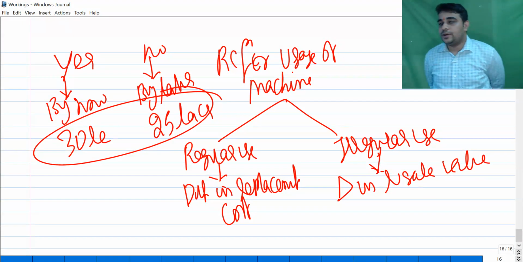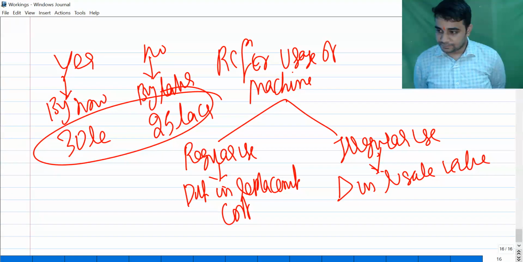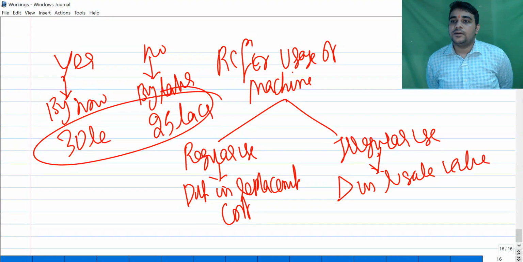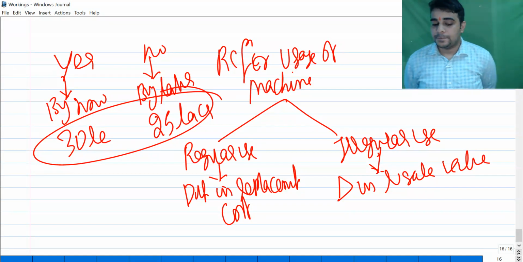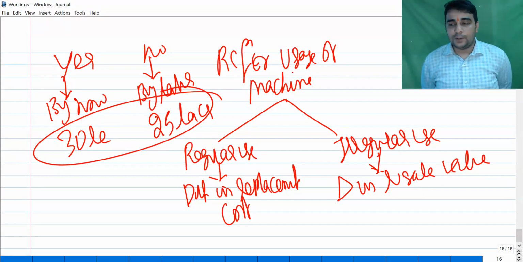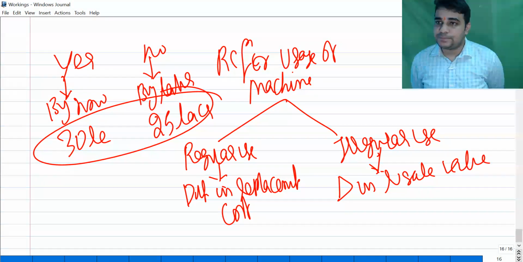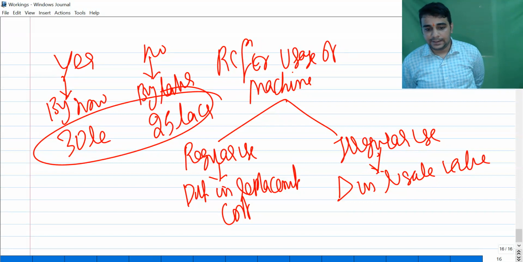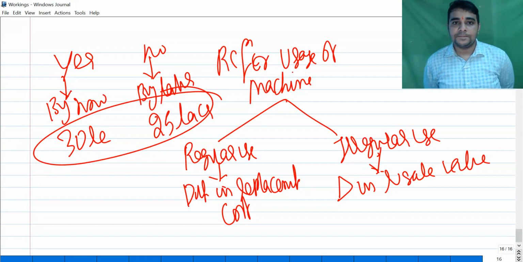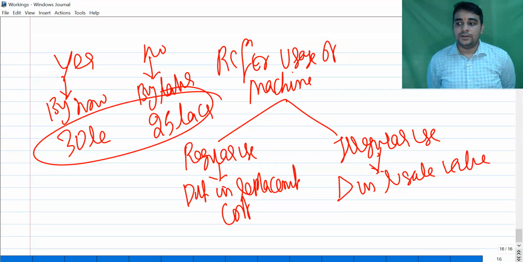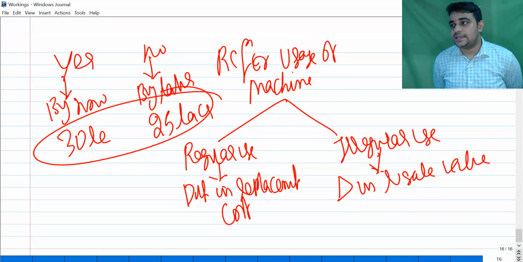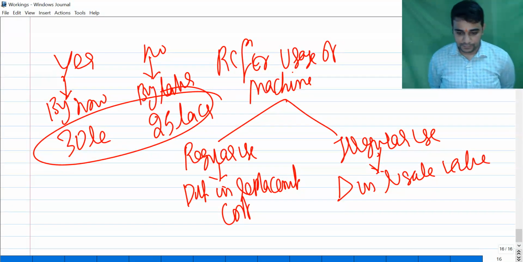Regular use, irregular use. Regular: put an arrow mark down, difference in replacement cost. Irregular: difference in resale value. Clear? Any doubts on this?